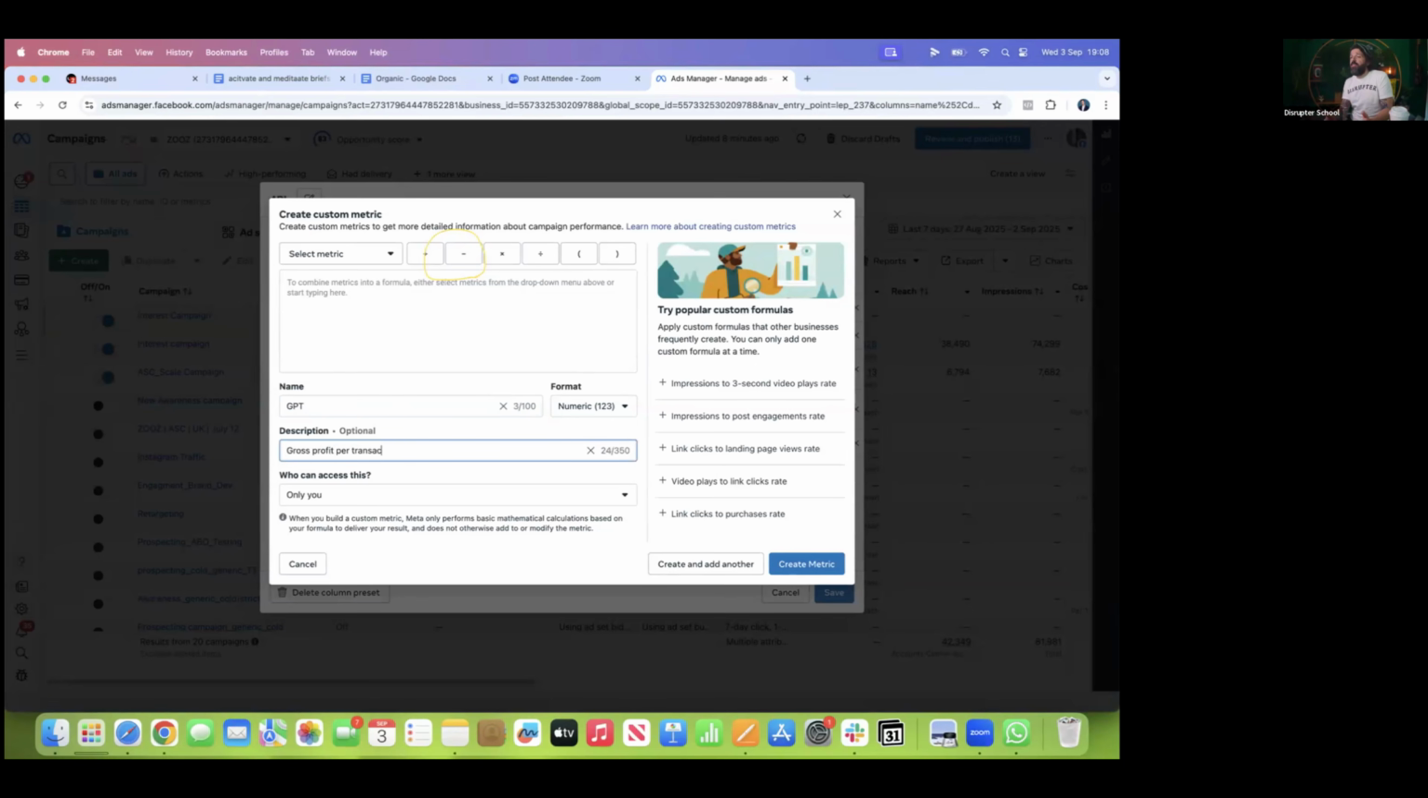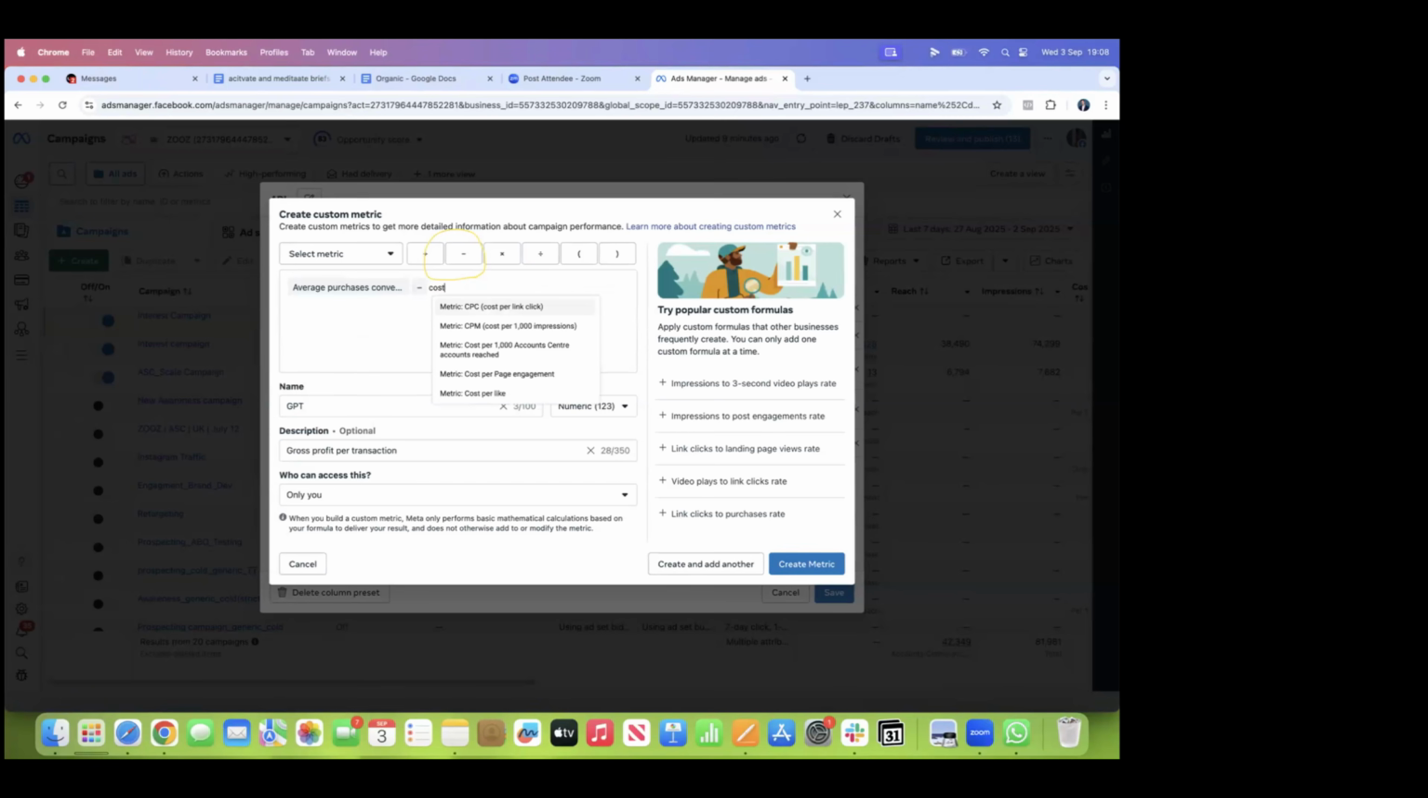And then in the above section, where it says to combine metrics into a formula, all of that fun stuff, let's first type in average. So AVE, and it'll populate. Awesome. Average purchases conversion value, pick that one. That's your AOV. And then minus cost per purchase. Love it. Let's change this format to currency. So there we go. Currency, create metric in the lower right corner is that blue button. Go for it. Create metric.